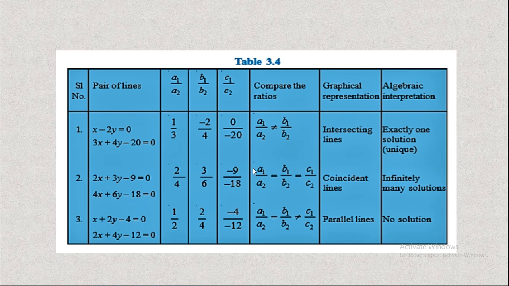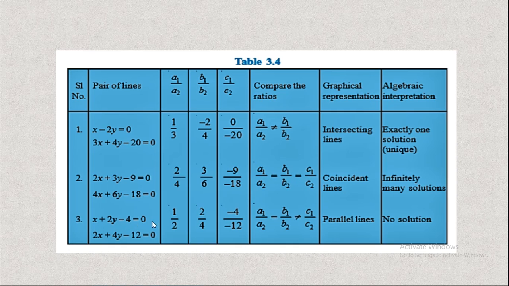Okay, so these all are equal to each other, that is a1 by a2 is equal to b1 by b2 is equal to c1 by c2 is equal to 1 by 2 here. So when the ratios a1 by a2 and b1 by b2 and c1 by c2 are equal to each other, in this case the graph will be coinciding lines, that is the graph of this pair of linear equations will be coinciding each other. And when the lines are coinciding in the graph, we can see that they will have infinitely many solutions.